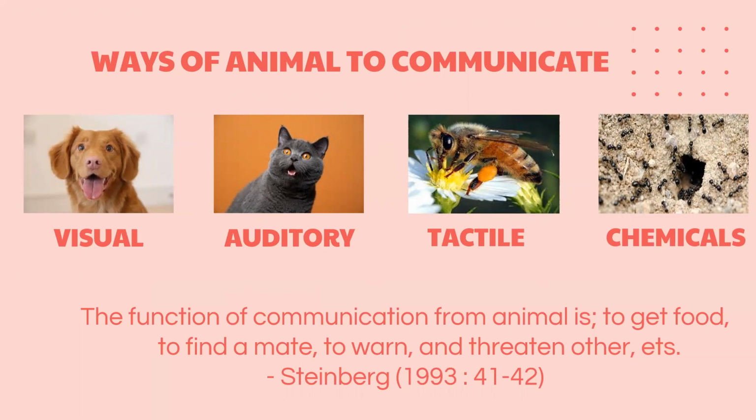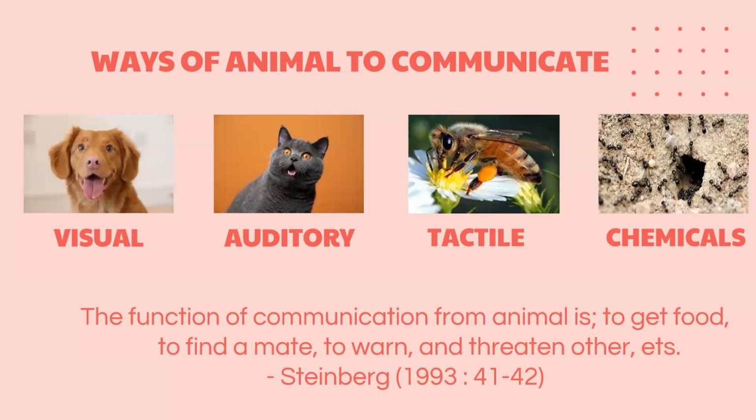And then the last one is chemical, for example, when an ant is leaving chemical trails for its nestmates or other ants to follow when they are trying to find food. And then Steinberg said that the functions of communication in animals are to get food, to find a mate, and to warn and threaten others.